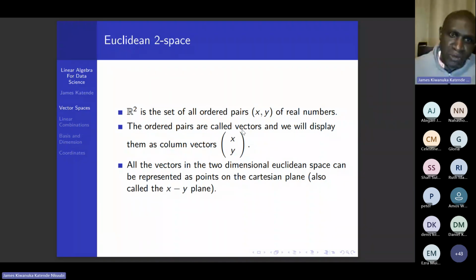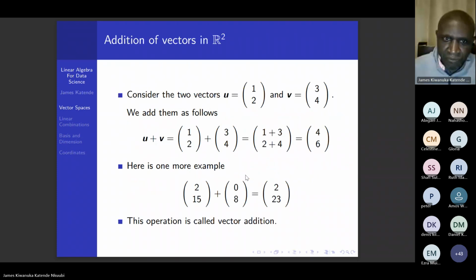The good thing about this R2 is you can actually draw, you can represent these as points in the Cartesian plane, also called the XY plane. So this is familiar to you. You've already worked with this. You just think of these points in R2 as our vectors, and they will take this form. Once you have a set like this, you need to put some structure on it to be able to call it a vector space. To put some structure on it, we need to define some operations.